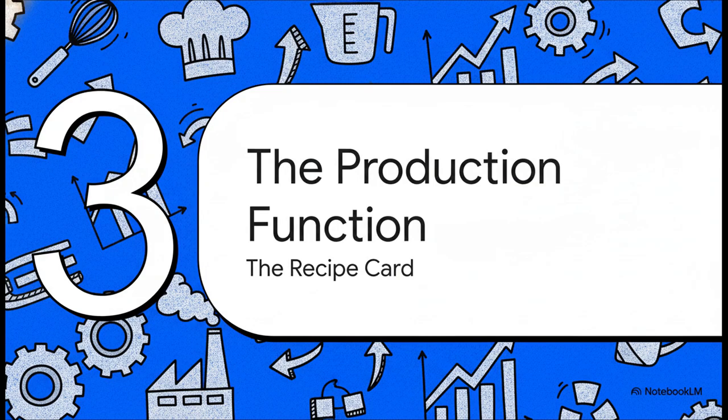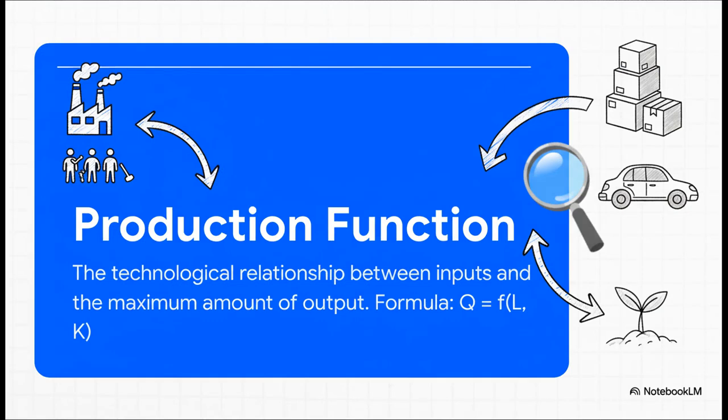All right, we've got our ingredients, so now let's check out the actual recipe card, the instructions that tell a business how to mix it all together. And that recipe card has a name: the production function. Now, don't let the math on the screen scare you. It's way simpler than it looks. All that formula is saying is that your output, your Q, depends on, a function of your inputs. We usually just boil it down to labor, L, and capital, K. It's really just the technical recipe for the business.